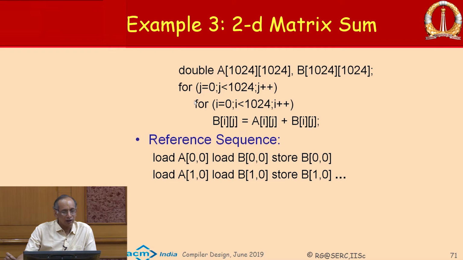Maybe unrolling. Will unrolling help in this case? Unrolling will not help. Unrolling still essentially takes the same order unless you unroll it in a different way, which essentially boils down to doing the interchange. If you want to get spatial locality here, you have to do the interchange. Are you all with me?